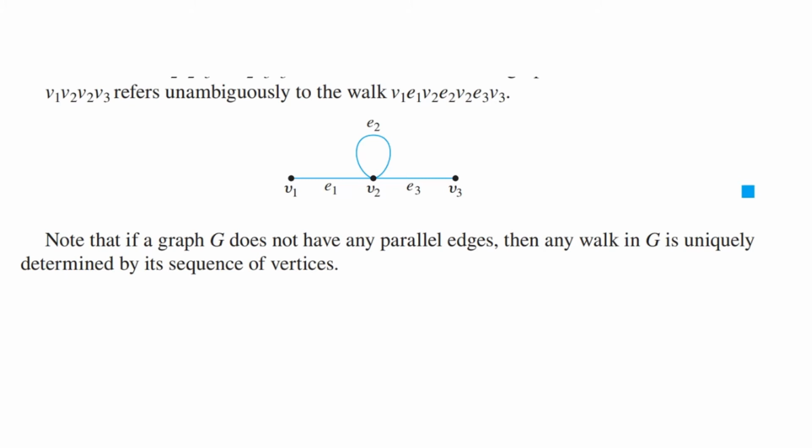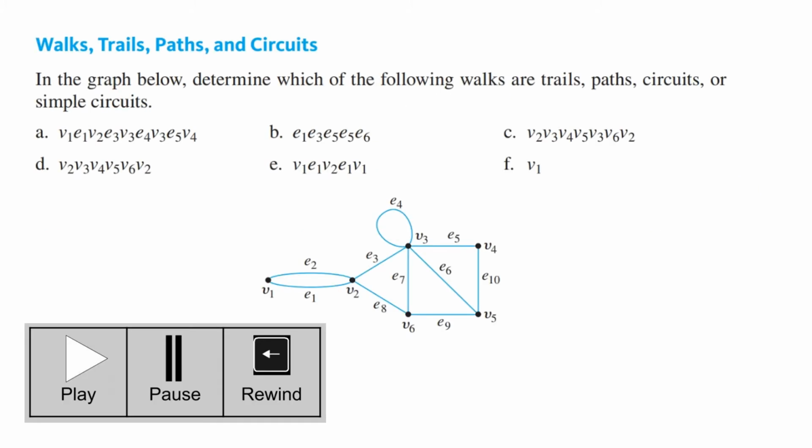Similarly, if I just refer to the vertices, that refers to the walk that we have here: V1, E1, V2, E2, V2, we did the loop, and then it is E3, V3. Note that if a graph does not have any parallel edges, then any walk is uniquely determined by its vertices. There's not two ways to get from one place to the other.